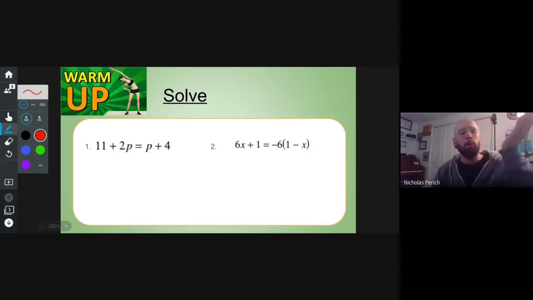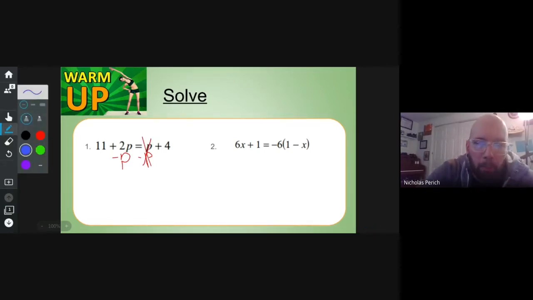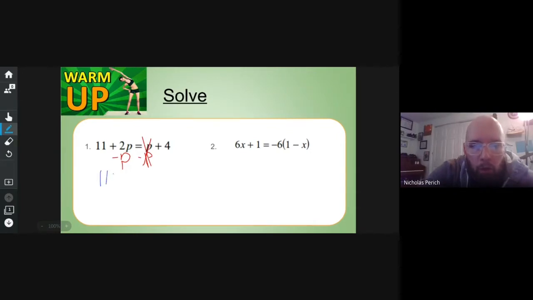So I'm going to subtract P from both sides. Remember, if you have an equal sign and you have a variable on the left and a variable on the right, you got to get rid of one of them. So I like getting rid of the small one because why not? So I'm going to subtract P from both sides, minus P, cross P out. Ooh, this is a lovely problem. Bring down 11. 2P minus P is P.